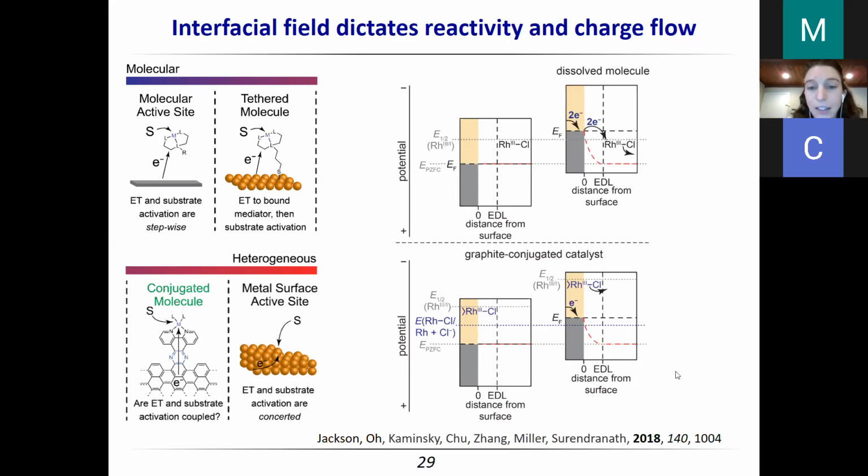the surface. So I can denote the potentials that we're used to thinking about, the Fermi level of the electrode, the rhodium 3,1 potential for the molecule in solution, but now there's another redox potential that we can consider, which is the potential required to drive chloride ion to bind to the electrode at the rhodium site or to leave the electrode at the rhodium site.